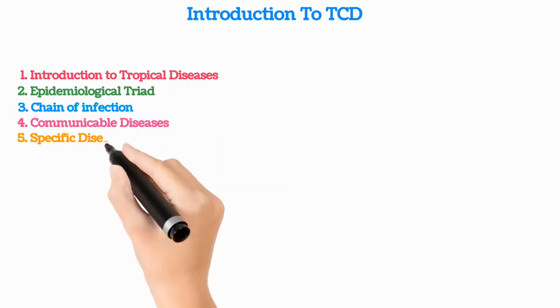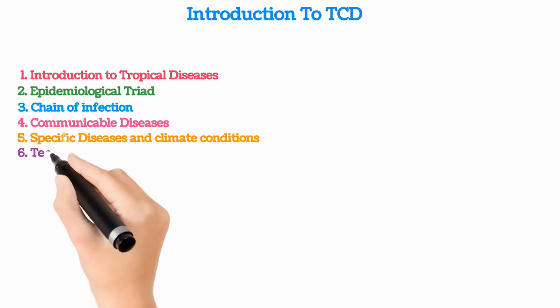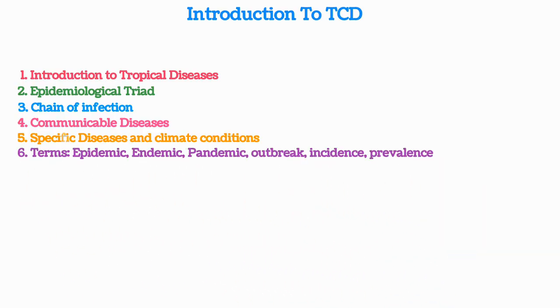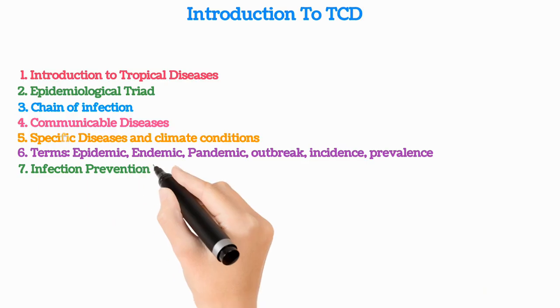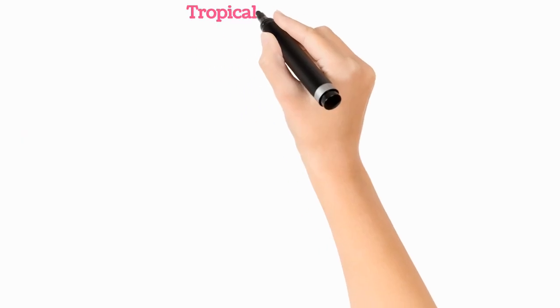Then we will define communicable diseases and we will describe some diseases that are specific to climate conditions. We will also discuss in this lecture some of the most important terms and concepts that are related to TCD. At last, we will discuss infection control protocols, including the precautionary colors.